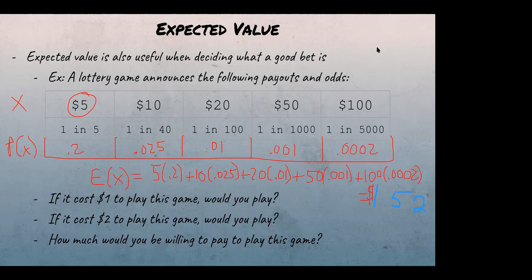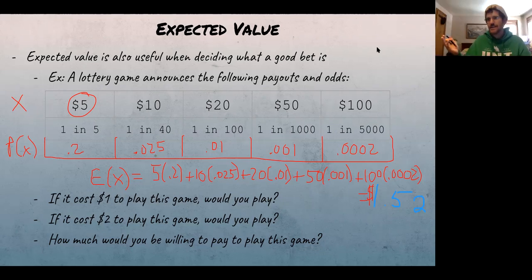Because if I'm paying $1 to play this game and the expected outcome is $1.52, I have a good odd of making more money than what I started with. But if it was $2 to play the game, I'd be losing money. There you go. That's the idea.